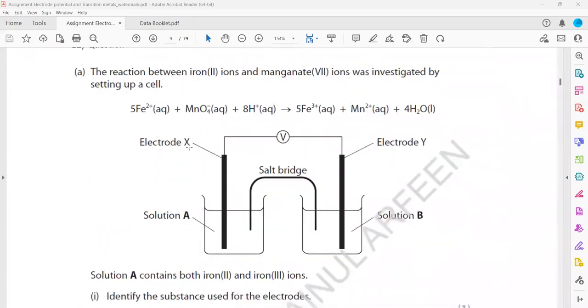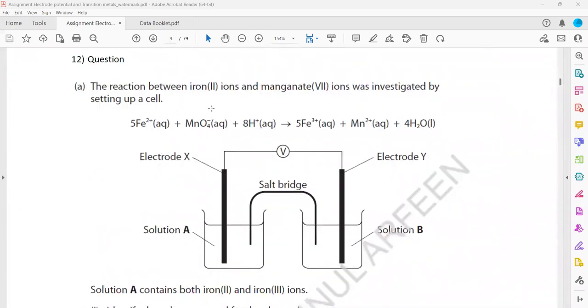Another question from electrode potential, question 12. The reaction between iron 2 ions and manganese 7 ions is investigated by setting up a cell. So you can see this cell, in which iron 2 has converted into iron 3 and MnO4 minus with a charge of plus 7 turned into Mn 2 plus. So this is oxidized, the other one is reduced.